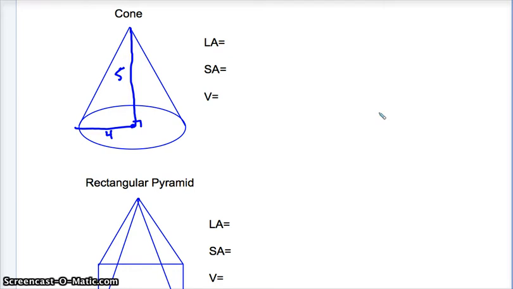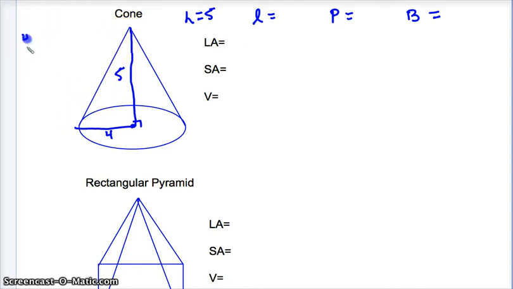First things first, let's make sure we can find all of our variables. I need to have the height, I need to have the slant height, I need to have the perimeter of the base, I need to have the area of the base. If I have all 4 of those variables, it becomes very easy to compute any measurement. So the height was given to us. The slant height now, we need to look at using the Pythagorean theorem.